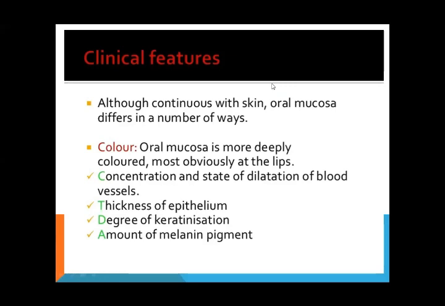What will be the clinical features? Although continuous with skin, oral mucosa differs in a number of ways. Number one is the color. Oral mucosa is more deeply colored, most obviously at the lips. This depends on the concentration and state of dilation of blood vessels, thickness of epithelium, degree of keratinization, and amount of melanin pigment.